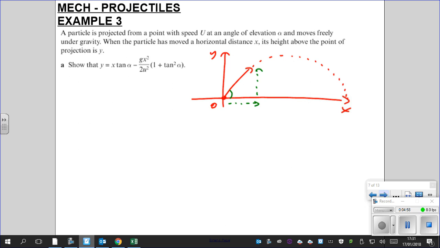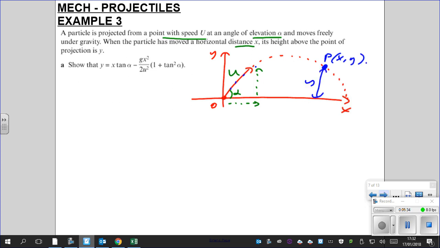So let's look at what we've got. A projectile is projected with speed u. So remember that's speed, so that's your magnitude, that's your hypotenuse, from an elevation of alpha. So there's alpha. It moves freely under gravity, and when the particle has moved a horizontal distance x. So let's be clear on this then. As I said, we're moving along the x and y axis. This projectile is a curve. As we said, it's a quadratic, isn't it, if it's a parabola, right? So every single point has an x and y coordinate.